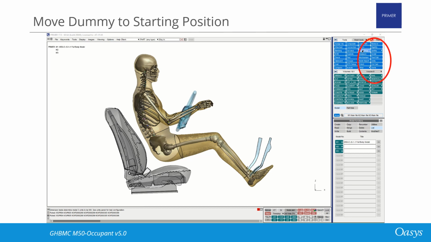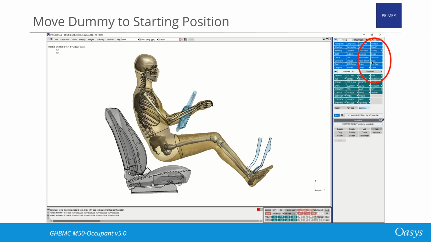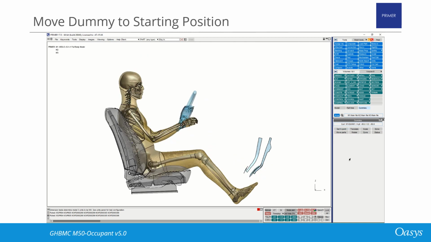To globally move the dummy, go to Tools, Safety, Dummies, and then select Position. Here, you can use the Translate, Rotate, and Scale options to globally orient the dummy. Also, you can use Set H Point to specify a starting position. I'm going to use that method here. Simply type in the H point that you want, and Primer will globally move the whole dummy model. It's now recommended to write the model out using Model Write to save your starting position.